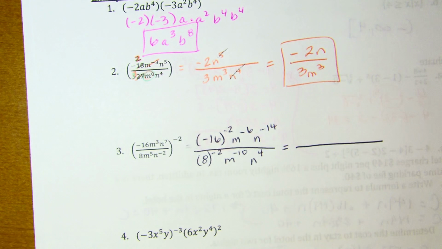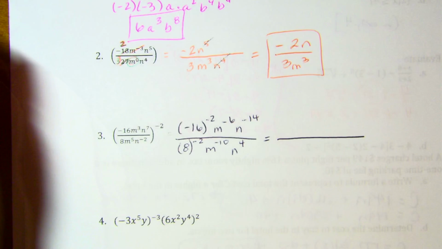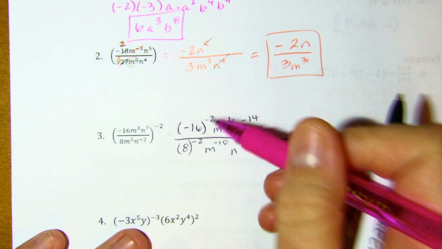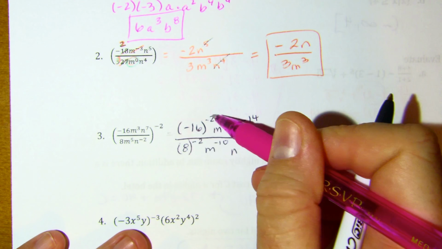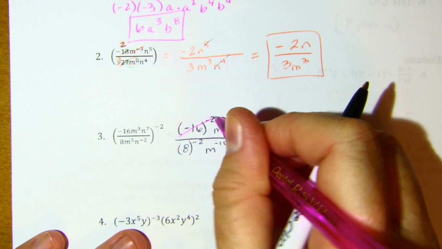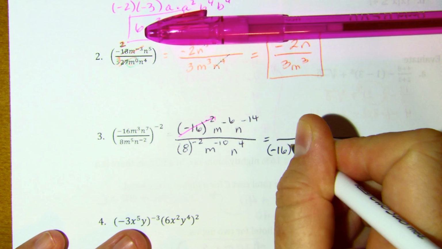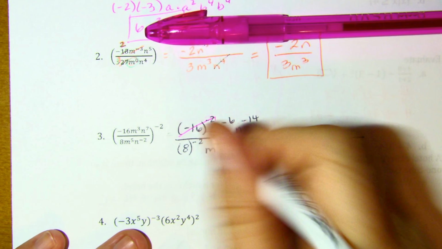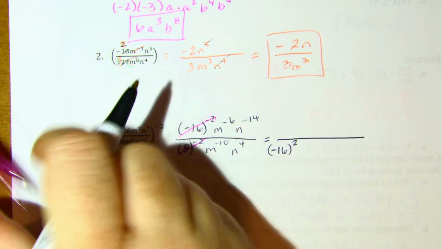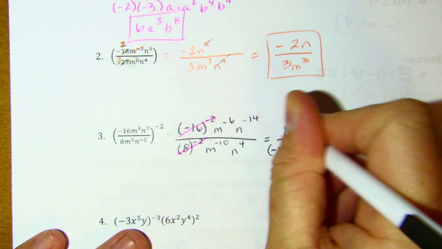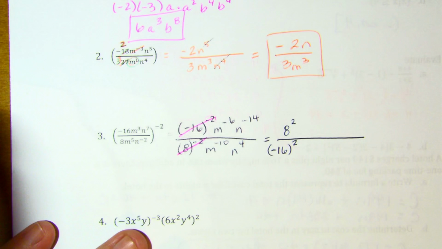So anything that's negative is going to move. So I'm going to kind of cross things out as I move them. So this is a negative exponent, and it's not because the 16 is negative, it's because the exponent is negative that this has to move. So negative 16 to the positive 2 power. This is going to move up top. 8 now to the positive 2 power.